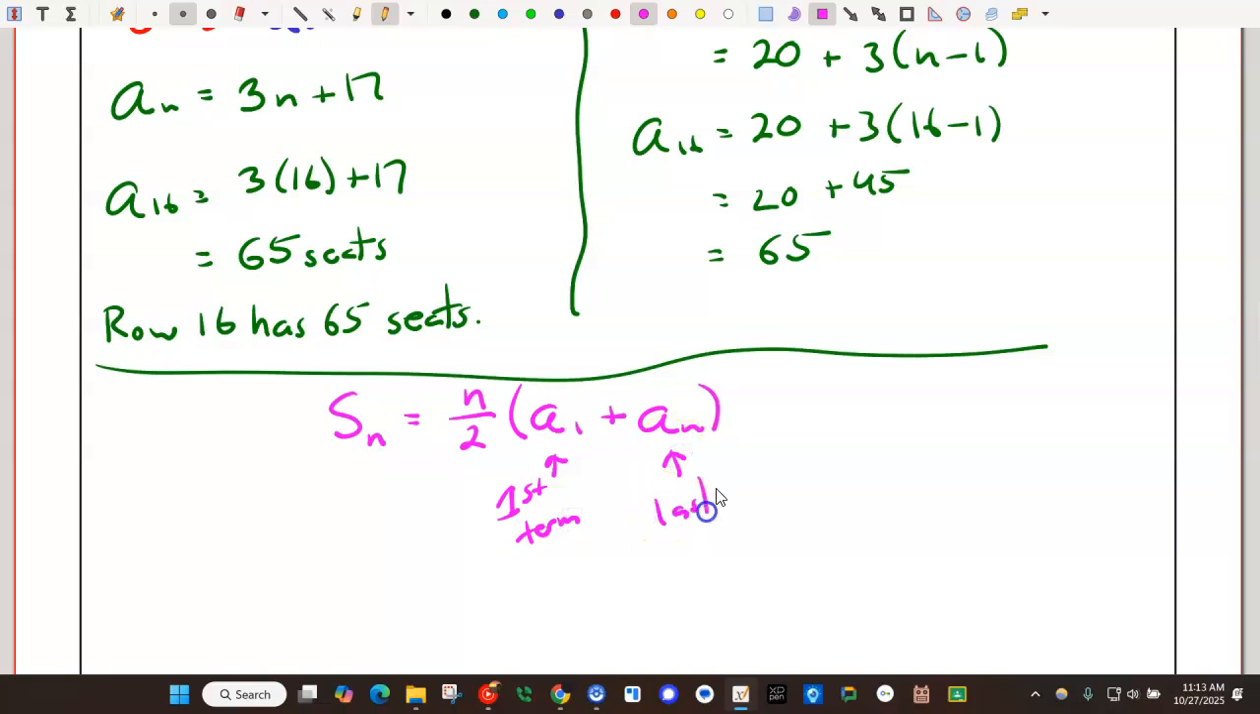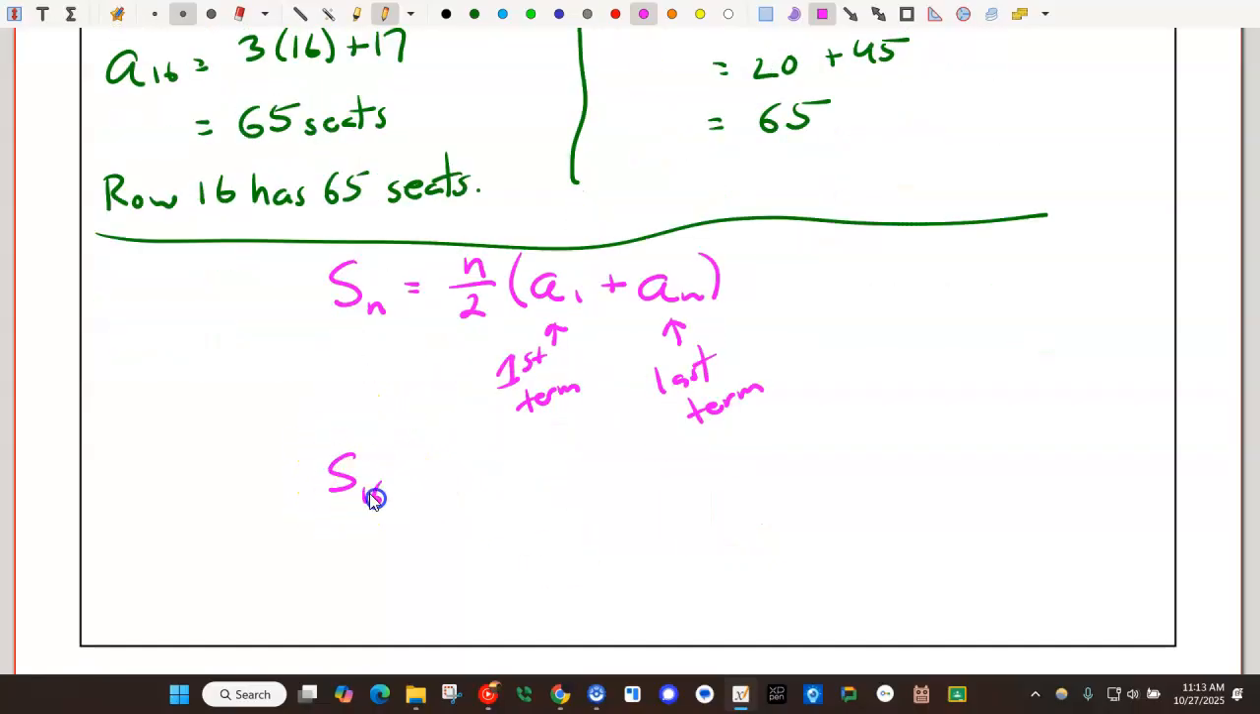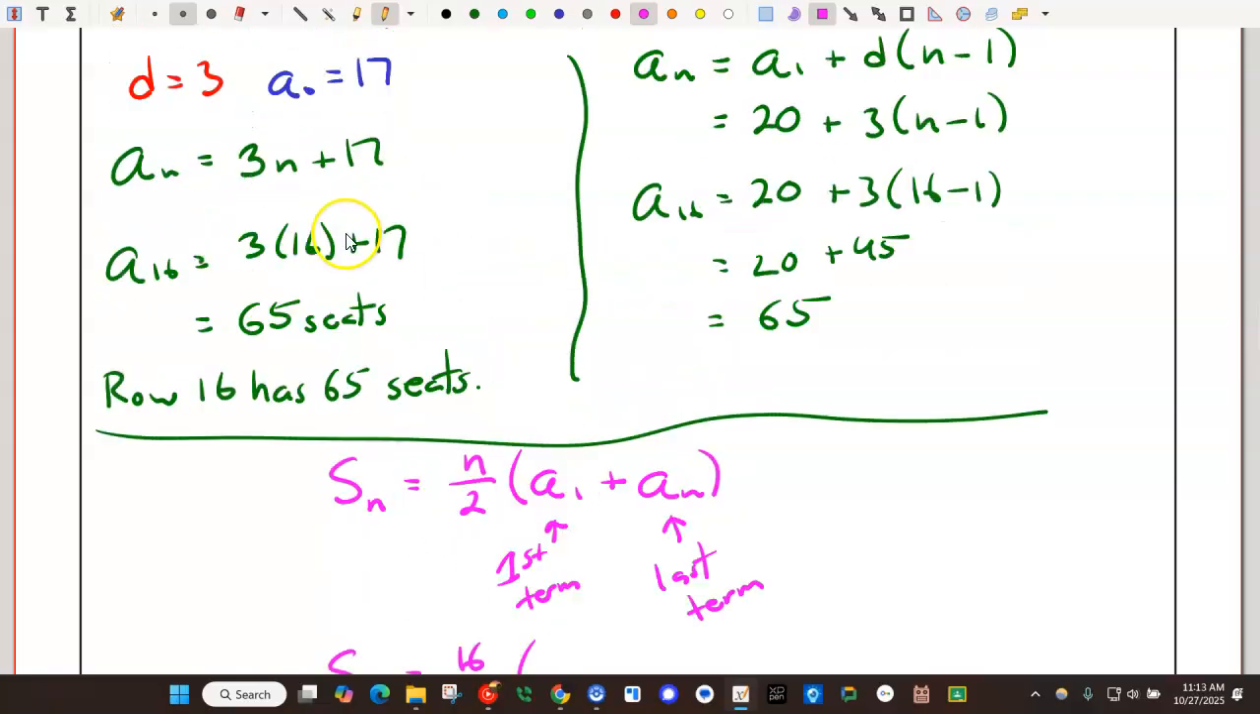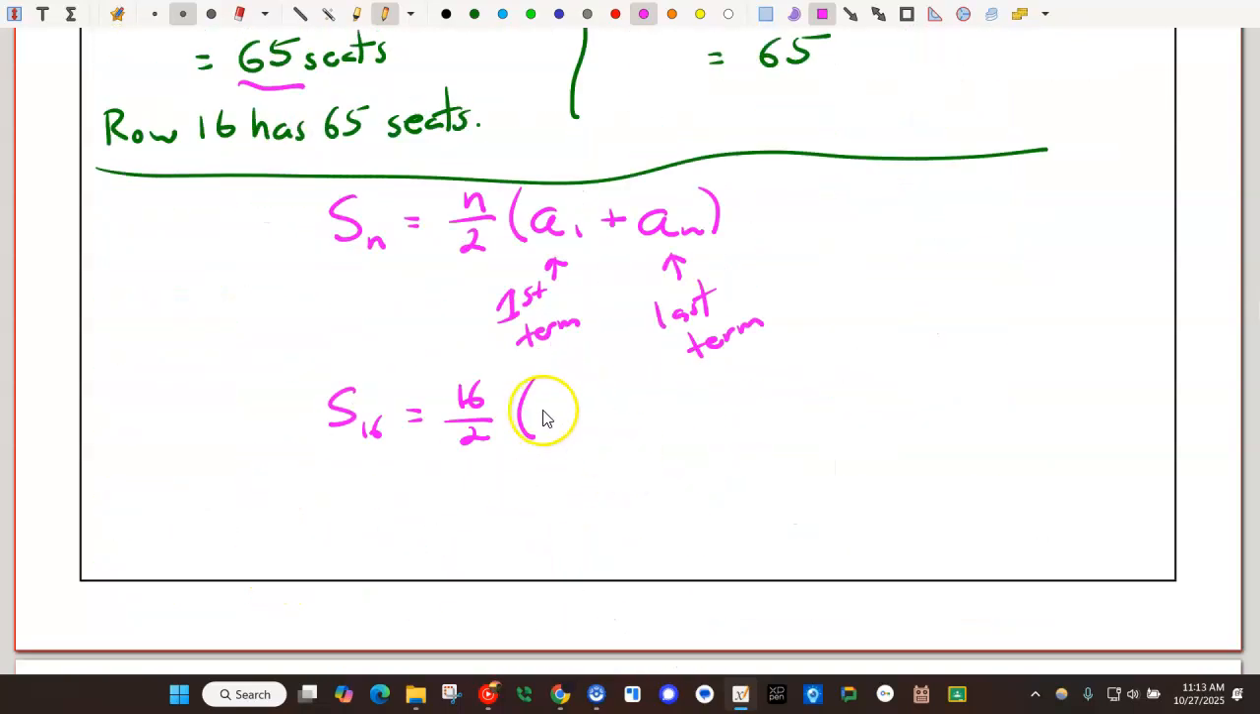So if you had the beginning and the end, you know how much was at the beginning, you know how much it was at the end, then you just have to add those together, take half of how many rows there are, and then multiply it together. So in this case, if I want to find the sum of 16 rows, that would be 16 over 2. And the first row seats 20. And we found out the 16th row is 65. So 20 plus 65. The first row is 20. Last row, 16th row is 65.